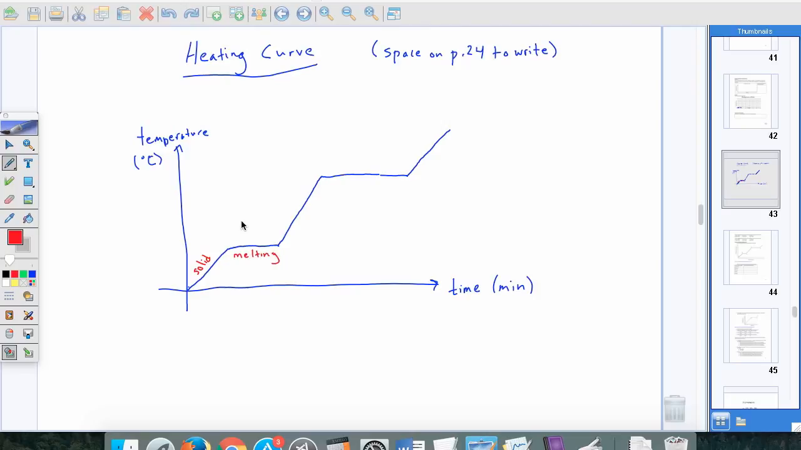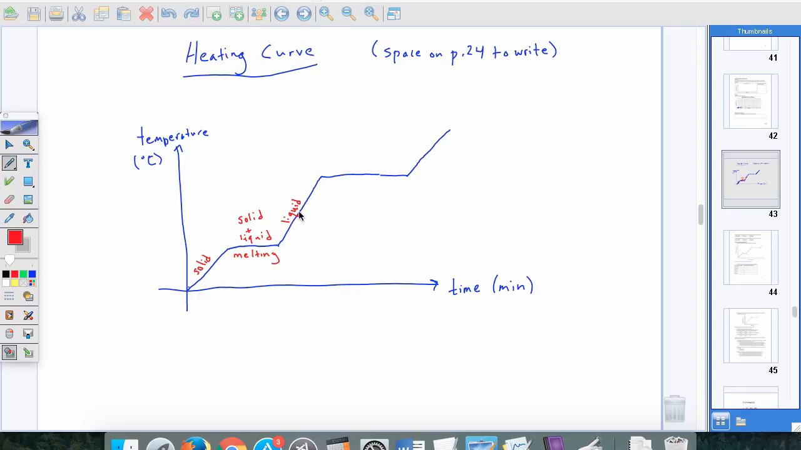And when it's melting, it's solid and liquid. Some of it's solid, some of it's liquid. You can think about it like ice melting. You know, there's still some solid ice, and there's some liquid water going on as well. Then once it's all done melting, all we have is liquid. So going up here, this is all liquid.